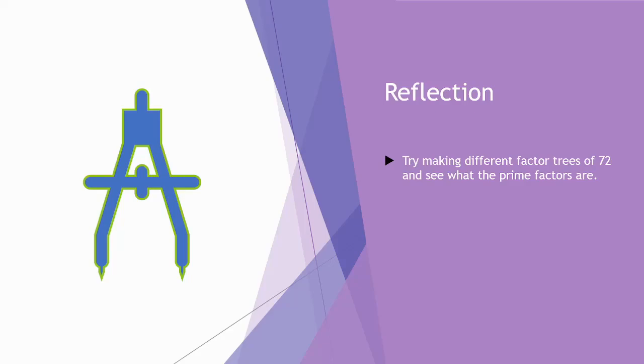So instead of starting at 8 and 9, try one of those other factor pairs and see what happens with the prime factors. And you should notice a pattern once you've made a couple of these, and you might find that there are easier ways that you might find making a factor tree.